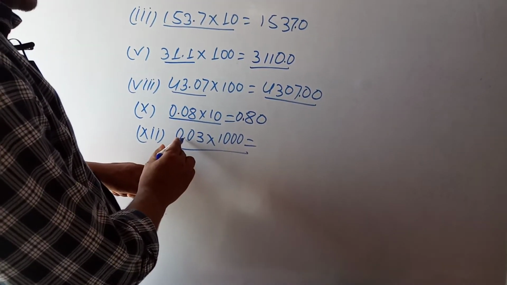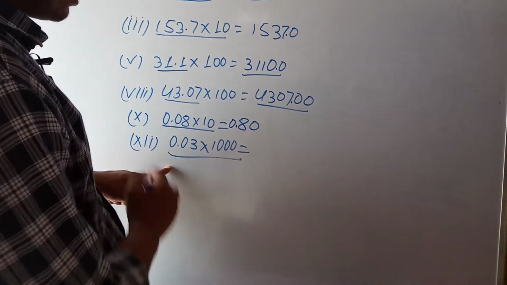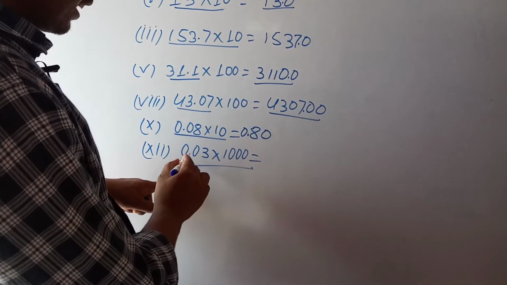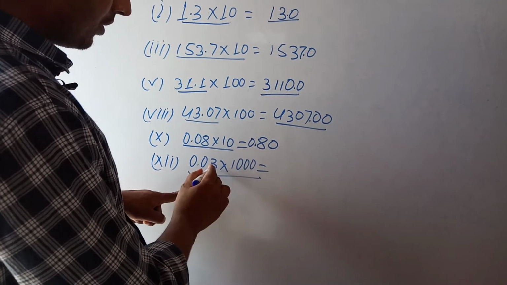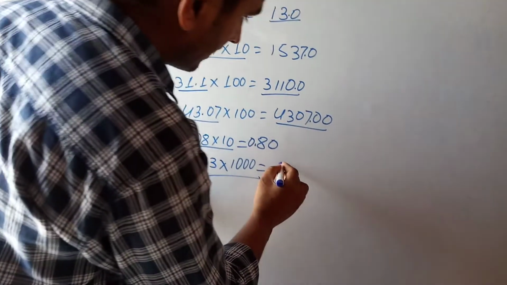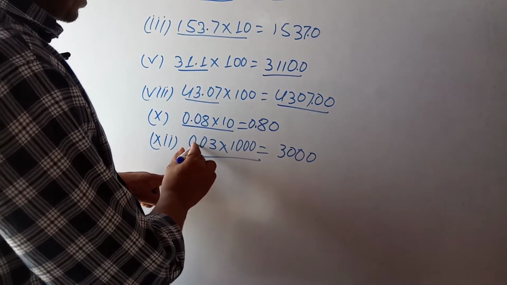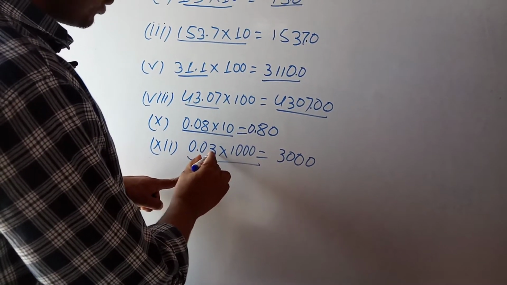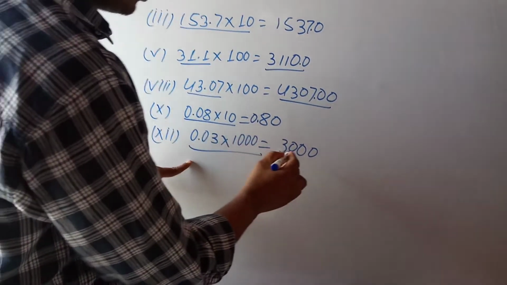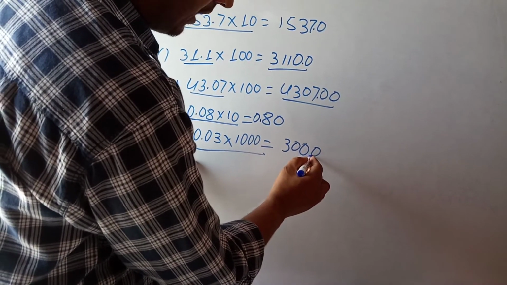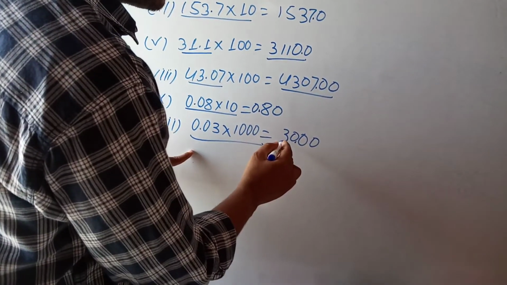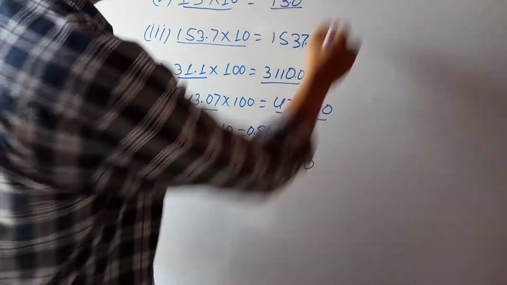Now coming to 12. It is 0.03 multiplied by 1000. Just remove this decimal. It will be 3. 003 means 3 into 1000, that is 3000. And then after decimal here there are two digits, 1, 2. So put the decimal after two digits, 1, 2 and the decimal, that is 30.00.